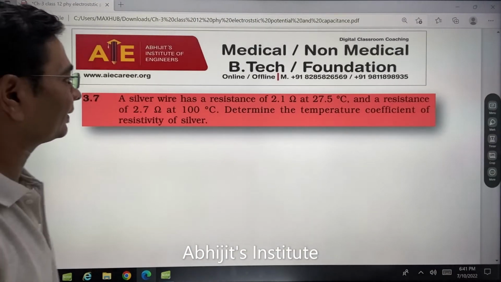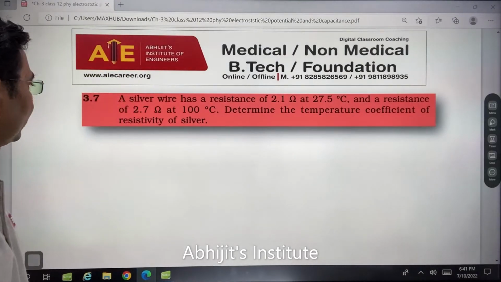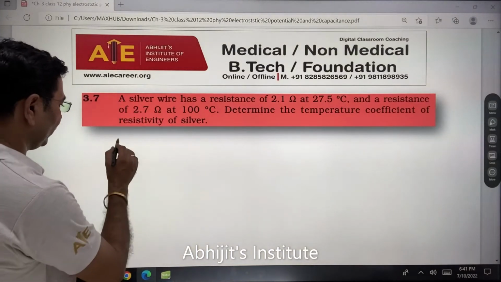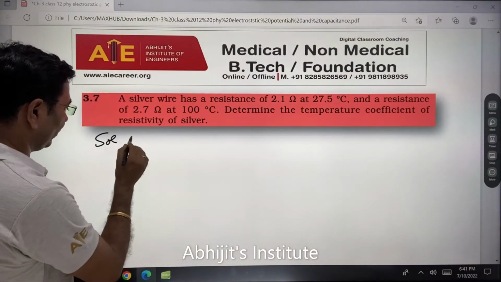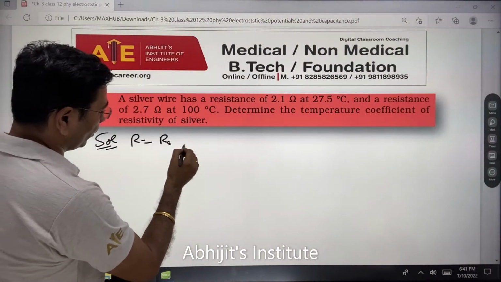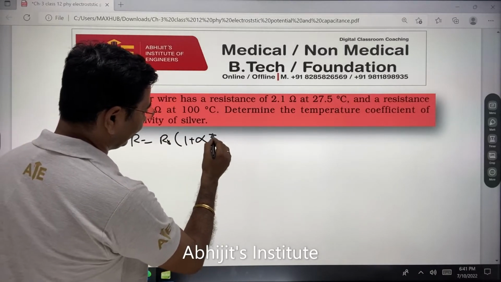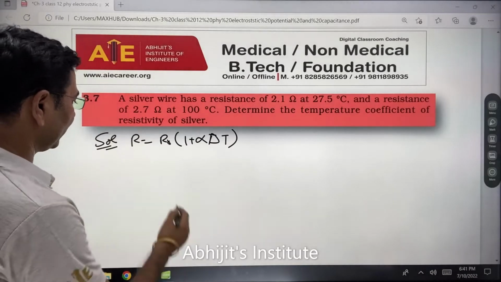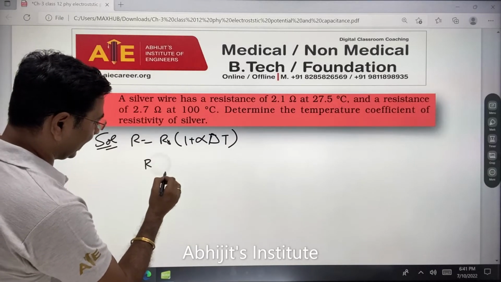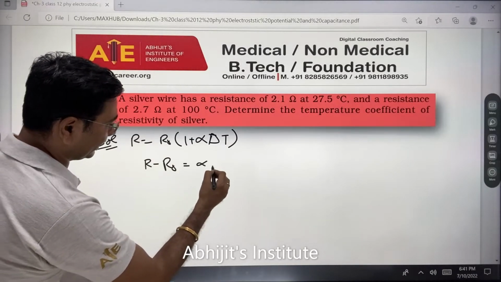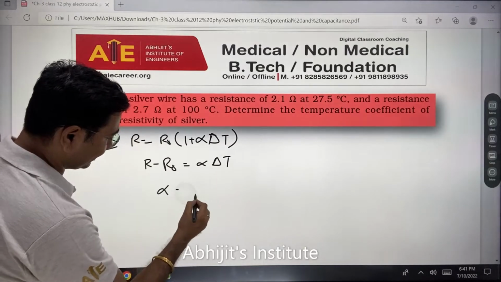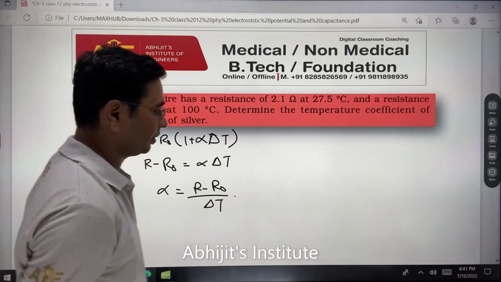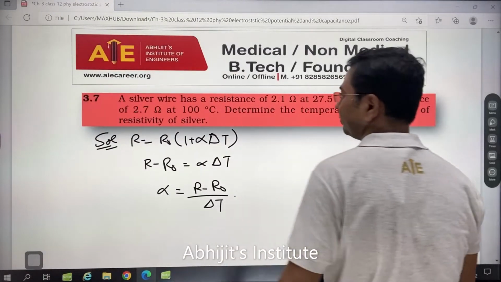This is 6.7. A silver wire has a resistance of this much and a resistance of this much at 100 degrees. Determine the temperature coefficient of the silver. So again, you use that one, right? R is equal to R naught, 1 plus alpha del T. Now you need to find this alpha. If we want alpha, what will I write? R minus R naught is equal to alpha del T, and therefore my alpha is R minus R naught divided by change in temperature.